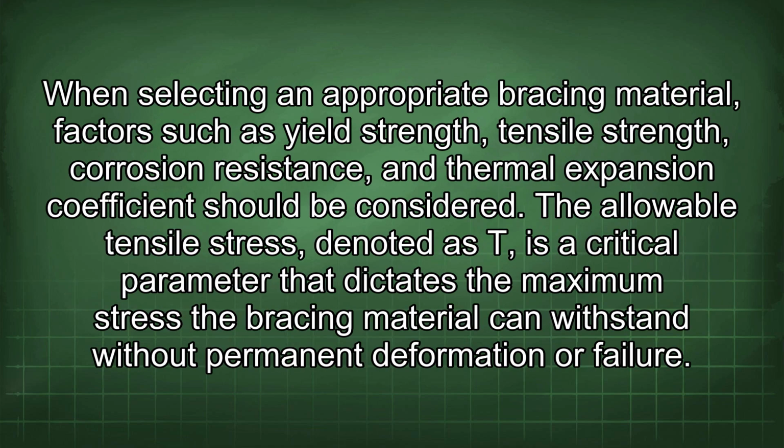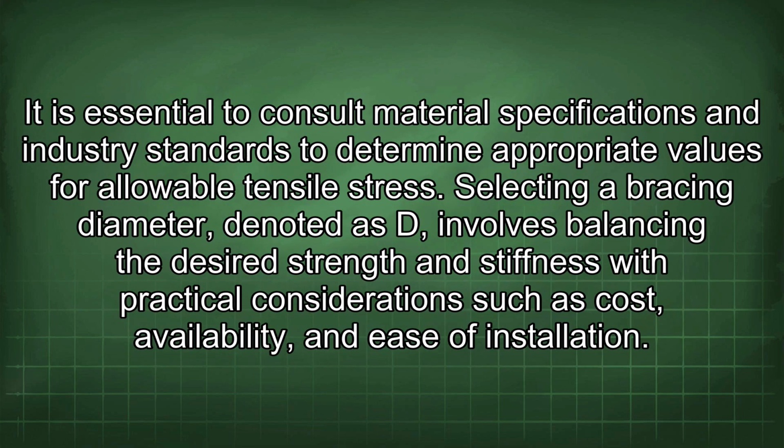When selecting an appropriate bracing material, factors such as yield strength, tensile strength, corrosion resistance, and thermal expansion coefficient should be considered. The allowable tensile stress, denoted as T, is a critical parameter that dictates the maximum stress the bracing material can withstand without permanent deformation or failure. It is essential to consult material specifications and industry standards to determine appropriate values for allowable tensile stress.